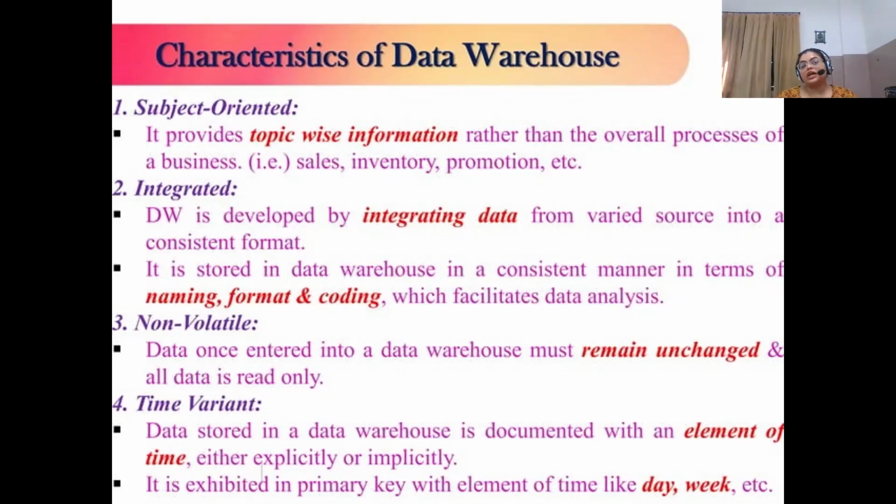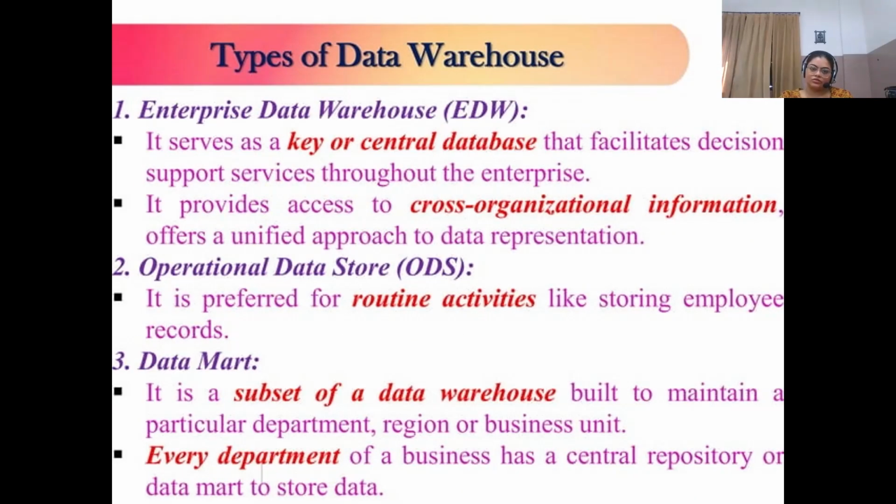तो जो भी आपका डेटा है वो अगर एक बार data warehouse में collect हो जाता है तो वो बहुत ही मुश्किल से change हो पाता है, that's why वो non-volatile in nature होता है data warehouse. Time variant. Data stored in a data warehouse is documented with an element of time, either explicitly or implicitly. It is exhibited in the primary key with the element of time like day, week, etc. So these are all the characteristics of data warehouses.